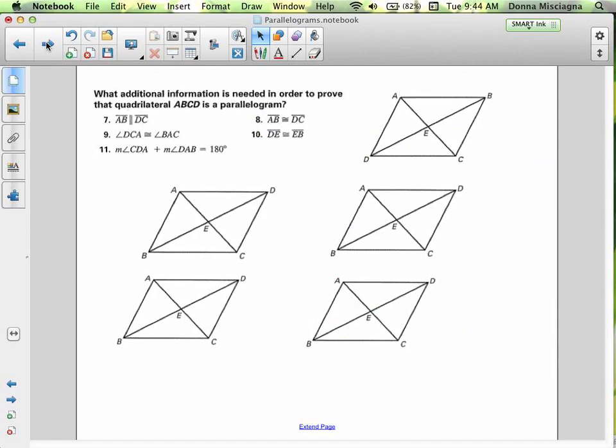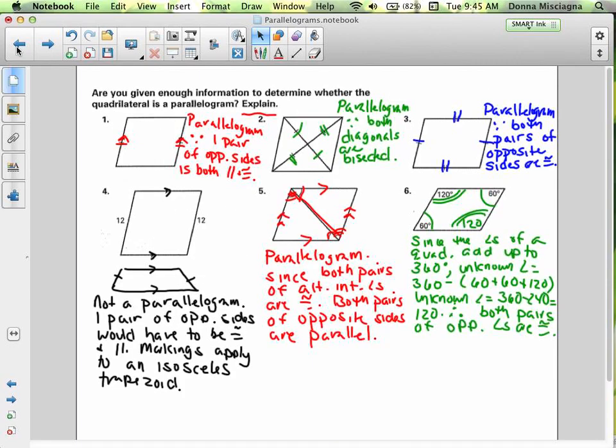You'll draw out a figure based on the information that's given, and you'll mark it, and then you'll do exactly what we're doing, except you'll have enough information to prove it's a parallelogram, or you won't have enough information to prove it's a parallelogram. Right? If you don't have enough information, you'll be doing what we're doing, and that is stating what else is needed. And if you have enough information to prove it's a parallelogram, you'll be doing what we did over here. All right, so let's try the first one.